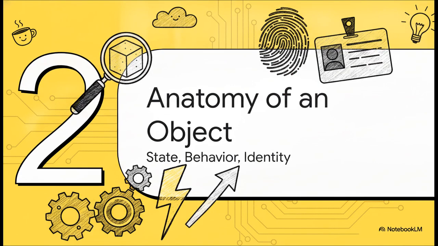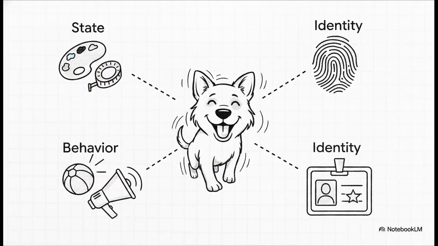Moving right along to part 2, anatomy of an object. So, what actually makes up these tangible objects? Well, there are 3 core pillars that give every single Java object its distinct profile in memory. First up, an object has a state. This state consists of the actual value stored within its fields, like Tommy's specific age or his coat color. Second, it has behavior. These are the actions defined through the class methods, things like barking or fetching.